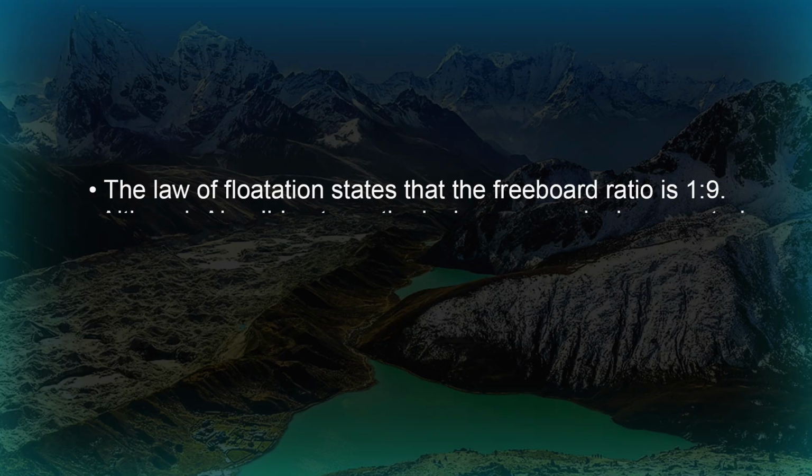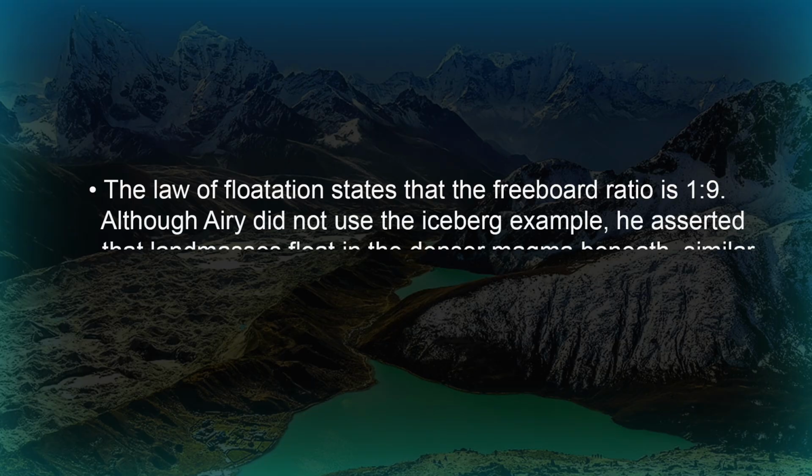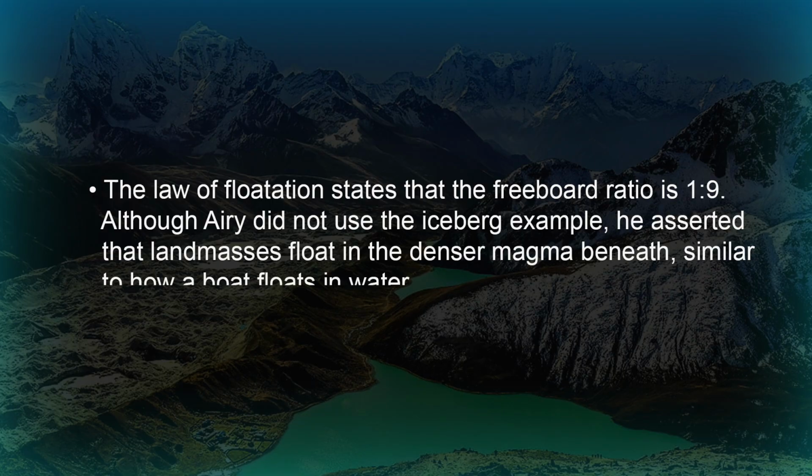An iceberg floats with 1 part above water and 9 parts below, illustrating the principle of flotation. So, similarly, if the Earth's crust has an average density of 2.67 and the denser substratum 3.0, then for every 1 part of the crust above, 9 parts must sink into the substratum to maintain isostatic balance. The law of flotation states that the freeboard ratio is 1:9. Although Airy did not use the iceberg example, he asserted that land masses float in the denser magma beneath, similar to how a boat floats in water.